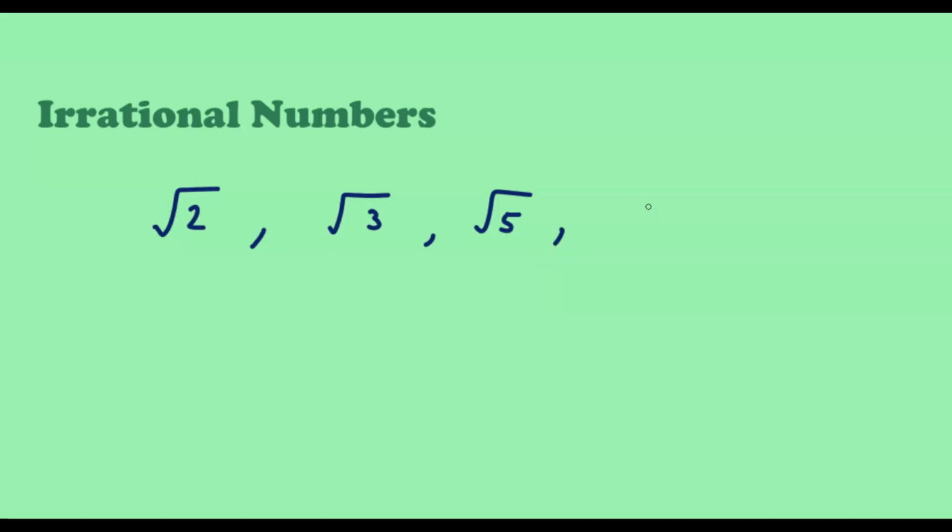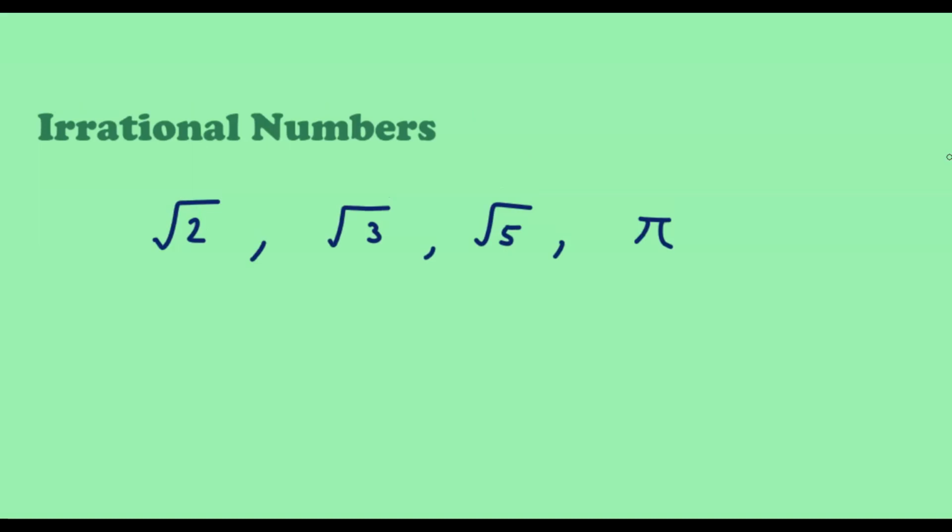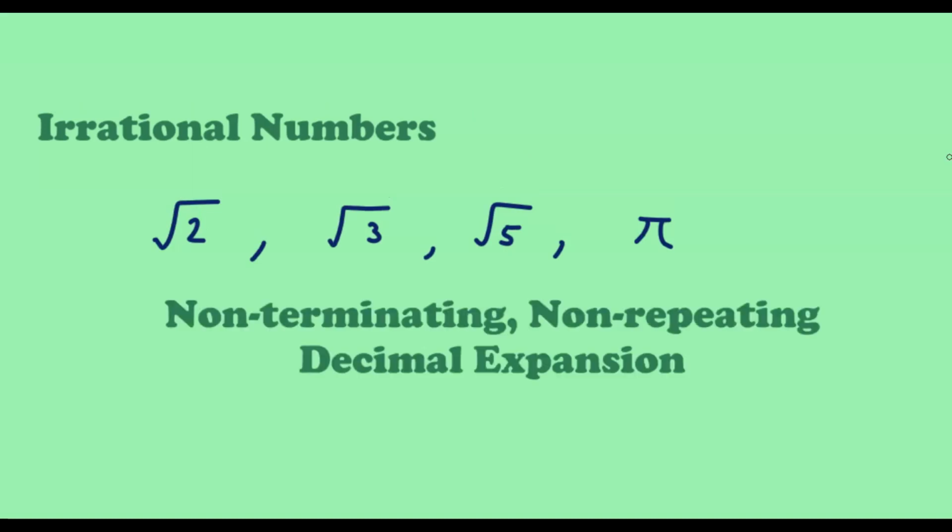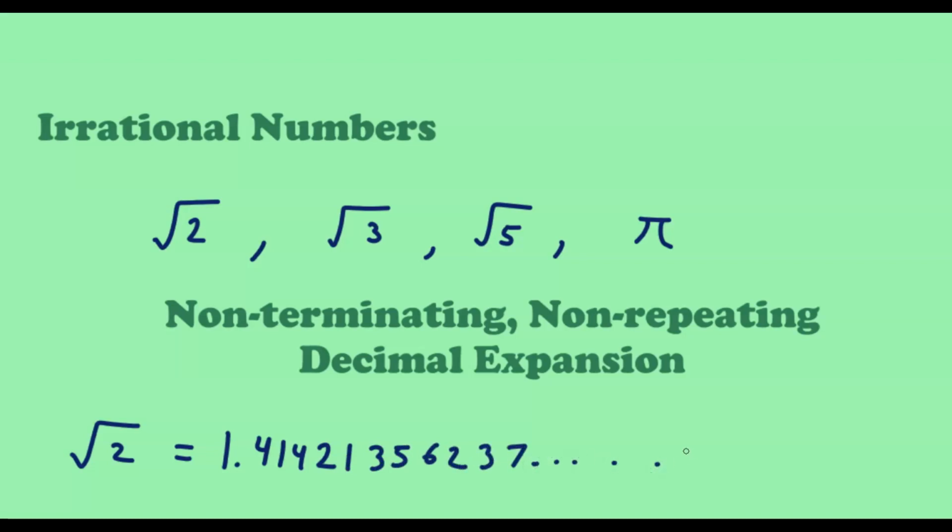We also have another well-known irrational number, which is pi. So these are all examples of irrational numbers. Now, irrational numbers can also be expressed as decimals. Every irrational number has a non-terminating, non-repeating decimal expansion. For example, if we consider the number square root of 2, the decimal expansion is 1.41421356237, and this just keeps on continuing.